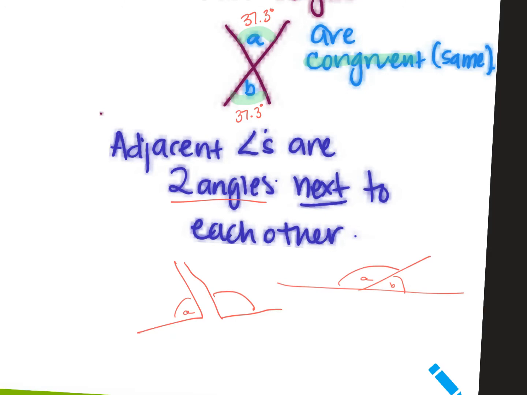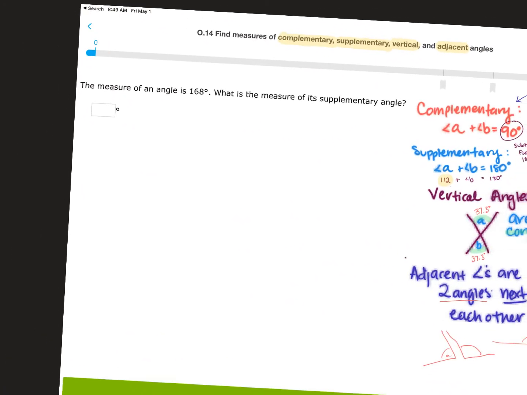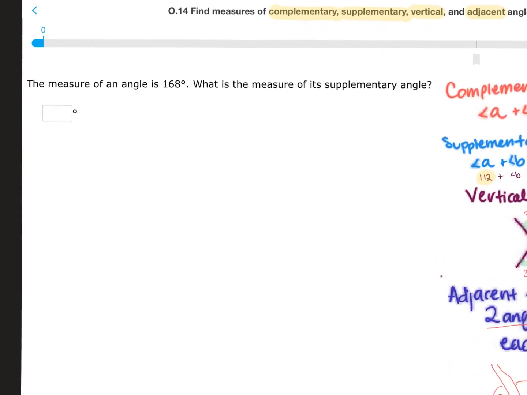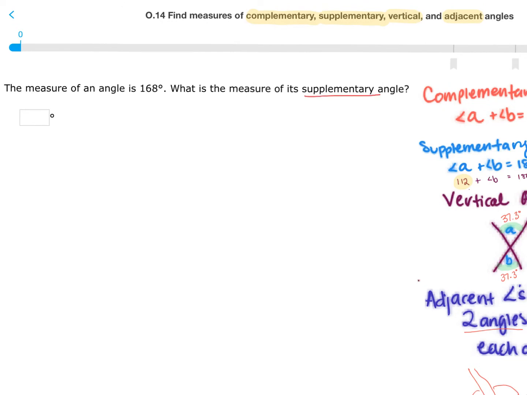Okay, let's go ahead and get started with your IXL problem. So find the measure of an angle. The measure of an angle is 168. So they gave you an angle. So it's 168. What is the measure of its supplementary angle? So again, supplementary, using your notes, it's 180 degrees. Supplementary angles add up to 180. So if I give you an angle plus another angle, that equals 168.